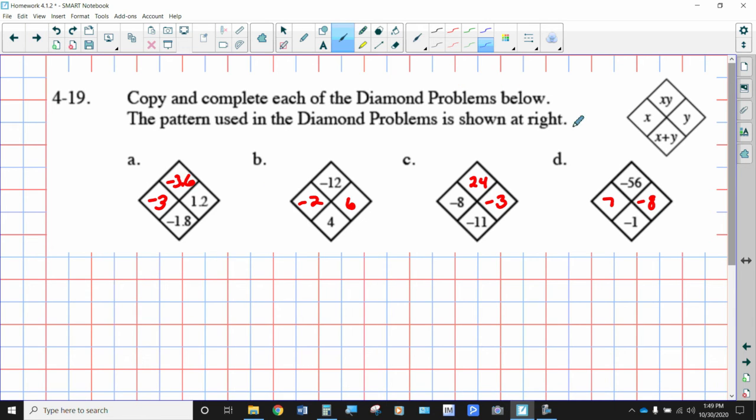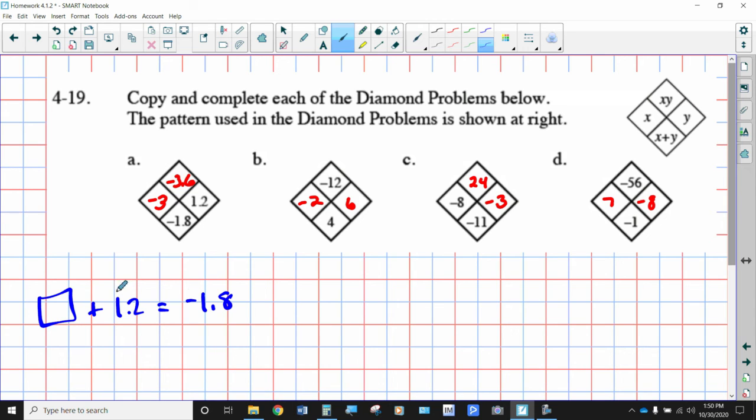And the diamond problems. Remember, we multiply the x's together to write the number on the top. You add the two numbers together to get the number on the bottom. So when you're dealing with a problem like this, we have to use some algebra or algebraic reasoning. Something plus 1.2 is going to give you an answer of negative 1.8.